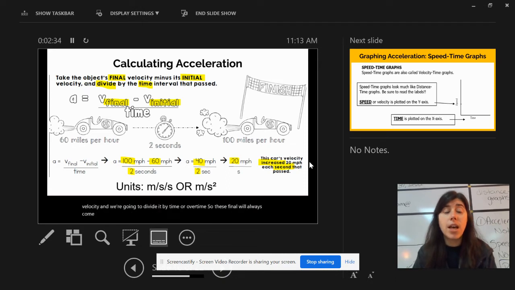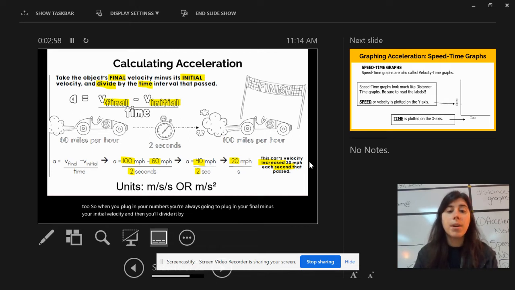This is your final velocity, what you end up with. Your initial velocity is what you start with. A lot of the times, your initial velocity will be 0, starting from rest. So, a lot of times, you'll just have a velocity over time, and that's okay too. So, when you plug in your numbers, you're always going to plug in your final minus your initial velocity, and then you'll divide it by time.